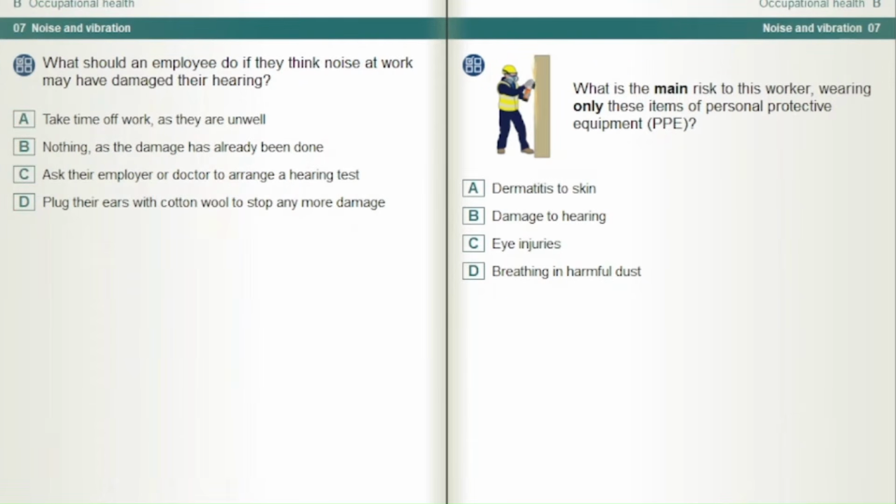What is the main risk to this worker wearing only these items of personal protective equipment, PPE? Dermatitis to skin, damage to hearing, eye injuries, breathing in harmful dust.